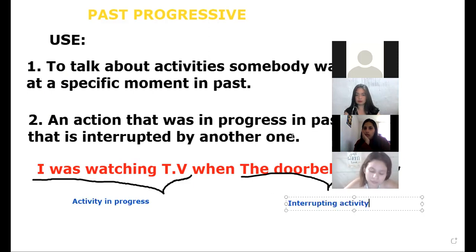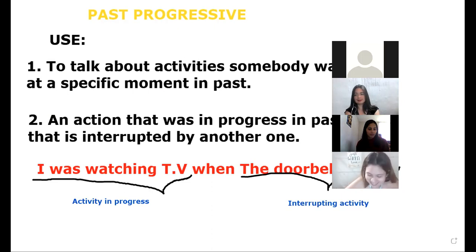Is it clear, everybody? Yeah? Or for example, I was walking on the street when a dog bit me. Oh my God. Can you imagine that picture? Somebody walking on the street and then a dog bites the person. Or for example, I was flirting with a guy when I fell down to the floor. Or for example, I was looking at a handsome guy when I bumped into a glass door.